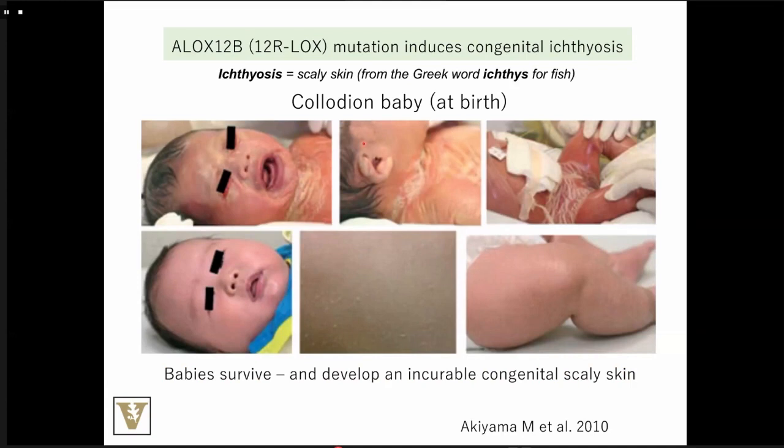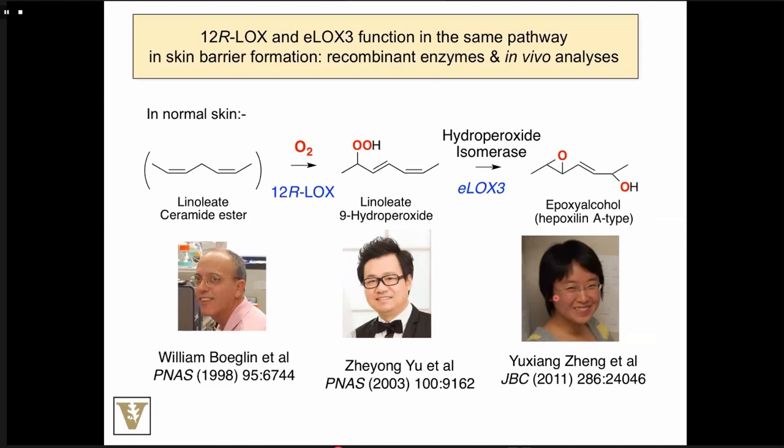And the babies, in these rare cases where they have the inactivating gene, they survive. They're born with something that's called a collodion membrane on them, which doesn't look very good, but they do survive, and within months they're starting to get this hyperproliferative scaly skin. And they're stuck with this for life. It's an incurable congenital scaly skin, ichthyosis, named after the Greek word for fish, as in fish scale-like skin. And figuring out what's going wrong here is our whole emphasis. Why is it that we need to oxidize these lipids to make the skin properly intact?